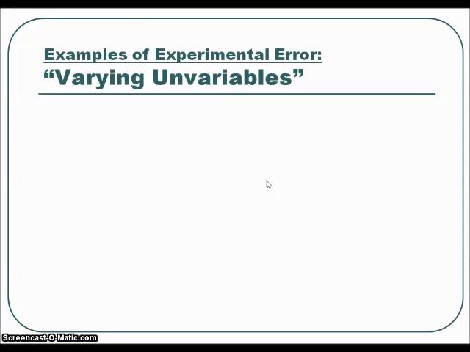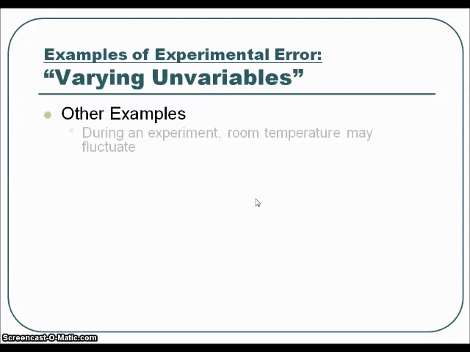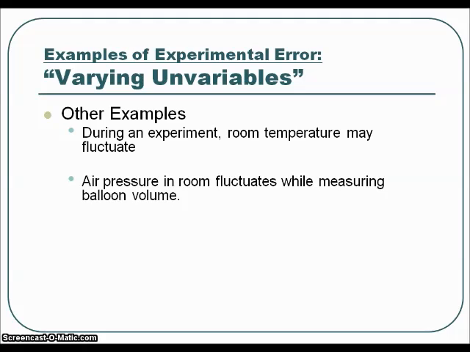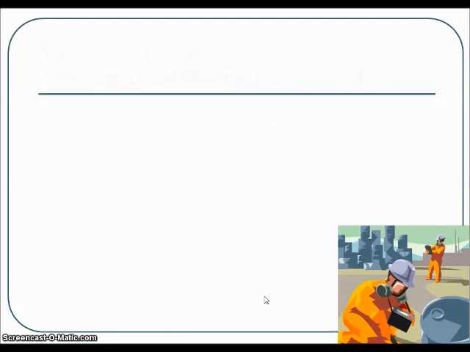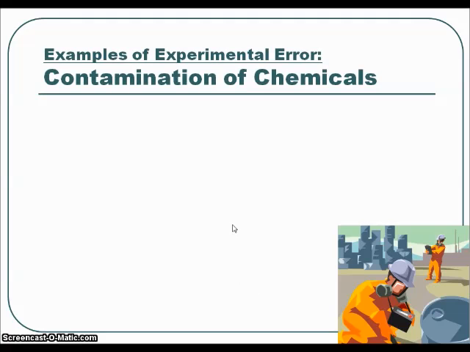Another example of a varying variable would just be, in the course of carrying out an experiment, your room temperature might fluctuate depending on what you're measuring. If I'm measuring the volume of a balloon, and I measure it one time and it's warm in the room, and I'm measuring the volume of a balloon 2 hours later, well, if the room temperature dropped, then that's going to be another variable in my experiment. So some of these things are just beyond your control. Maybe the air pressure in the room is fluctuating from day to day, and that might mess your results up. So all those things are varying variables.